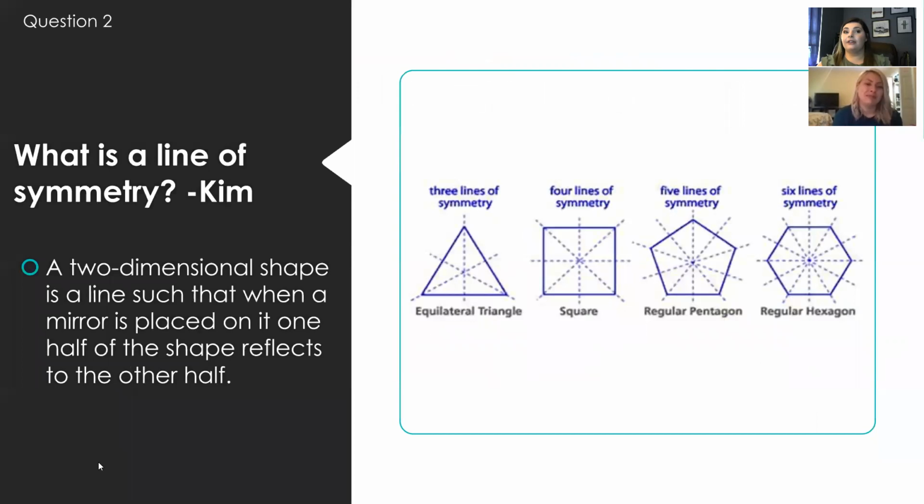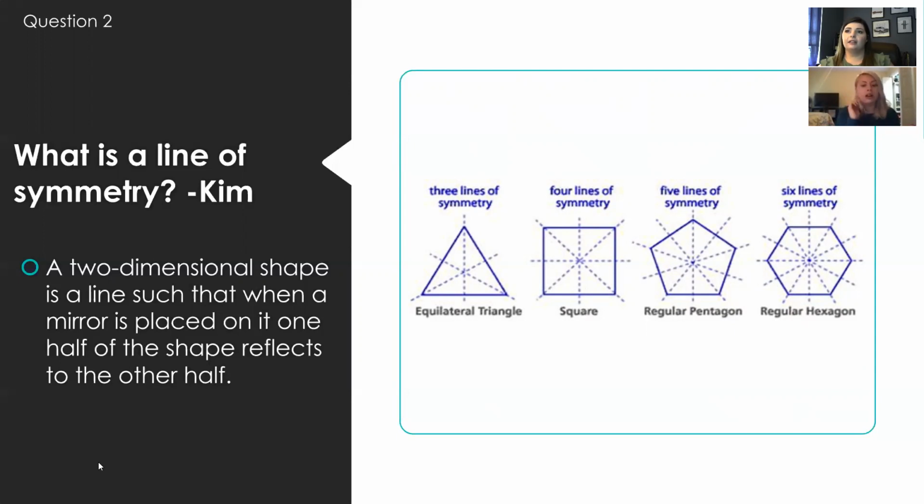So, on the note of symmetry, Kim, can you help explain what is a line of symmetry? Of course. A line of symmetry is a line on a two-dimensional shape such that when a mirror is placed on it, one half of the shape reflects over the other half. We've been doing a lot of reflection, so line of symmetry plays a role in that.